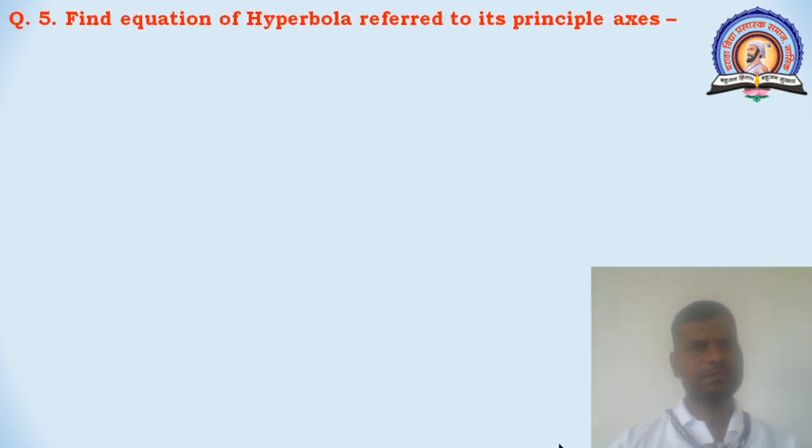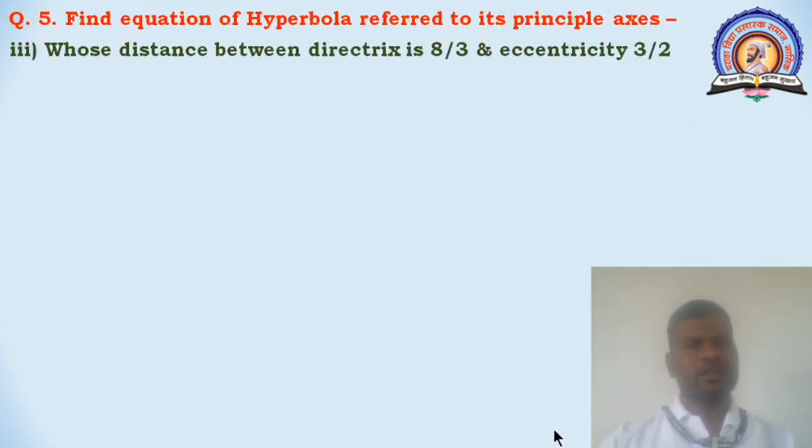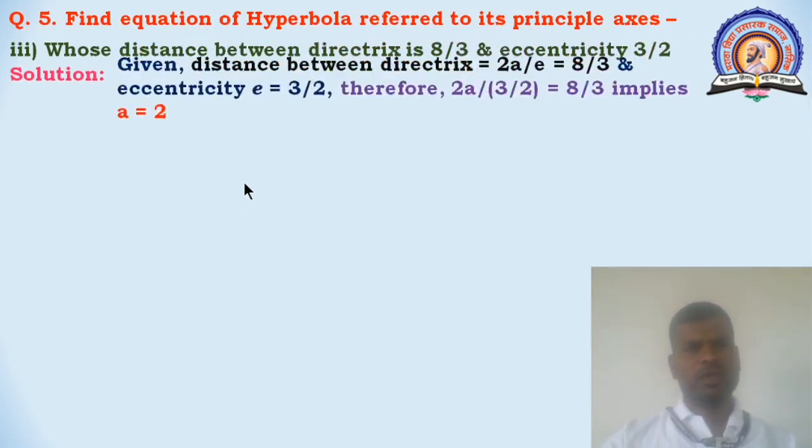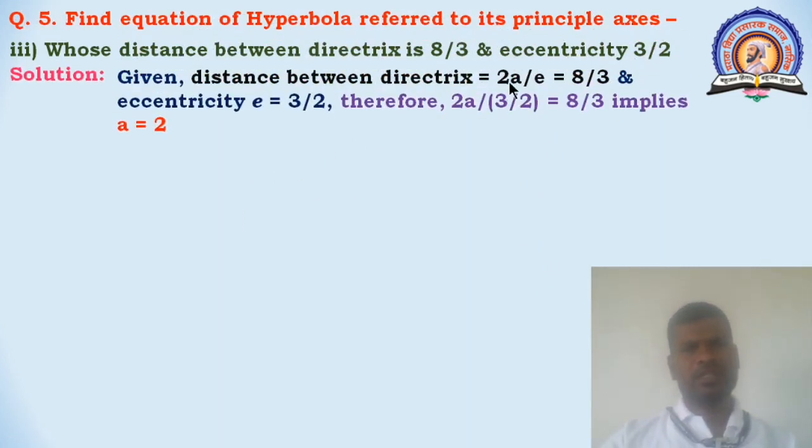The next example is to find the equation of hyperbola whose distance between directrices is 8 by 3 and eccentricity is 3 by 2. So we know that the distance between directrices is twice a upon e, which is equal to 8 by 3, given. Eccentricity e is equal to 3 by 2, given. Put that value of eccentricity in this equation, and you will get a is equal to 2.